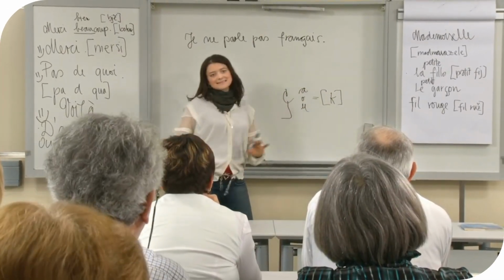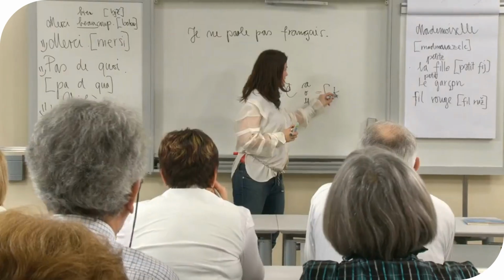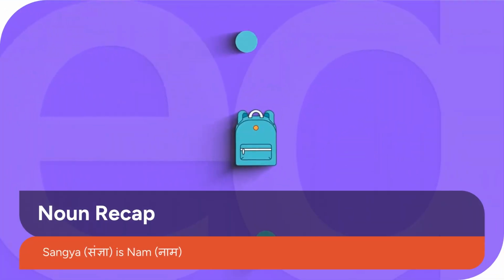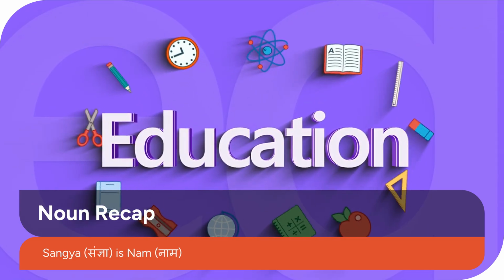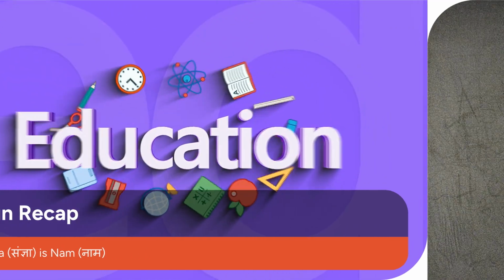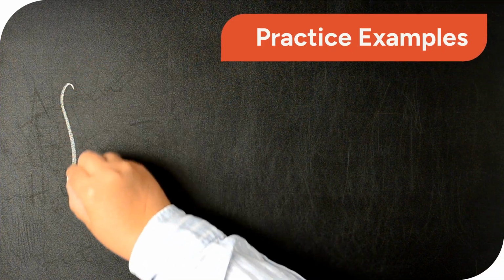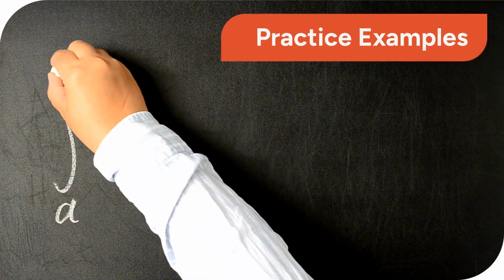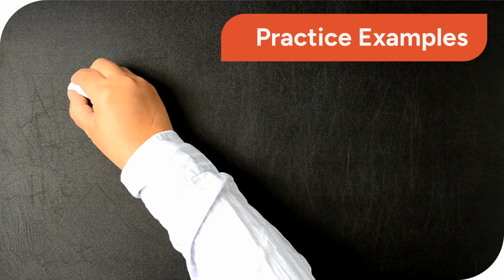And there you have it. The four main types of nouns: person, place, animal, and thing. Remember, a noun is a name given to any person, place, animal, or thing. In Hindi, sangya is the word for name. Now that you know the basics, try identifying the nouns in these practice sentences. Keep learning and see you in the next lesson.